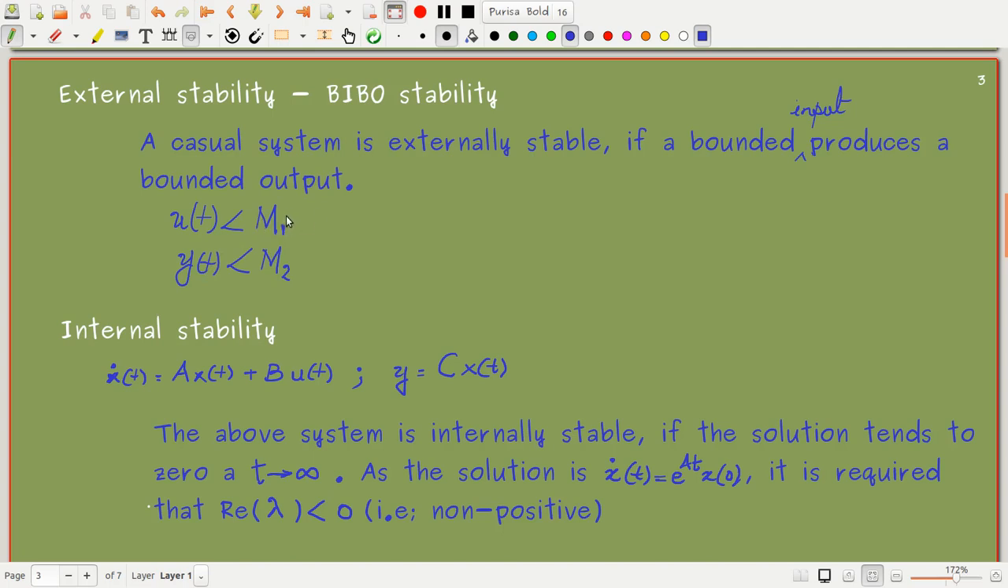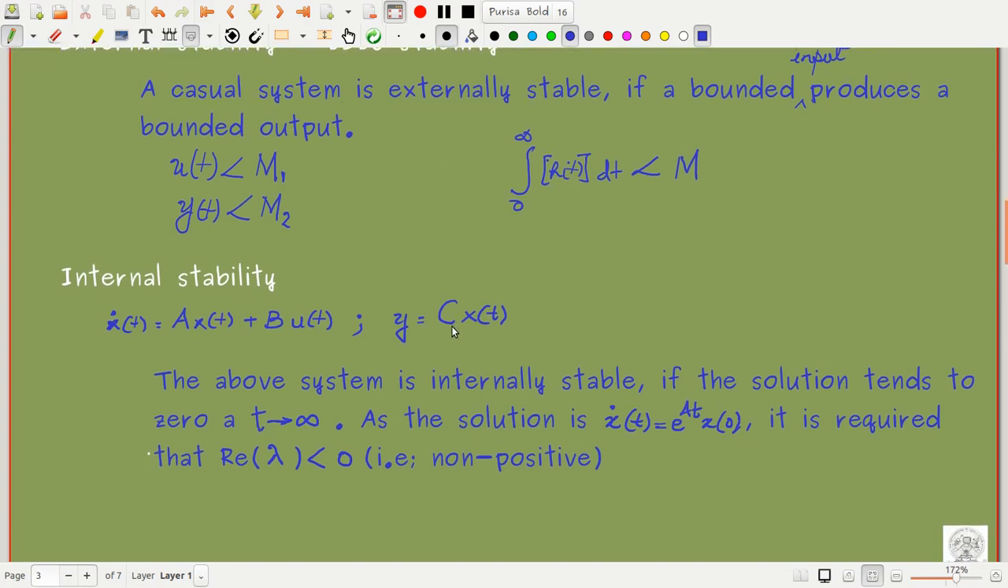In terms of the impulse response, if we give an impulse input to the system, y of t is nothing but the impulse response of the system. So I can also write that the integral from 0 to infinity of the magnitude of h of t dt should be less than some constant m. Then we can say that the system is externally stable, or bounded input, bounded output stable. What about the internal stability of the system?